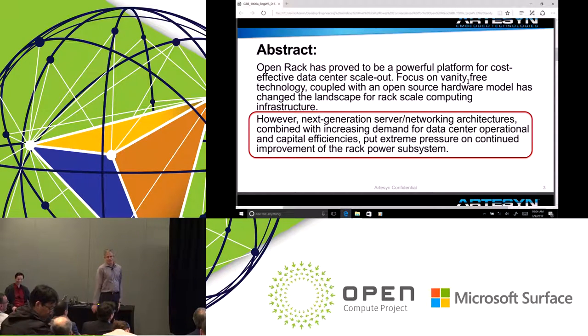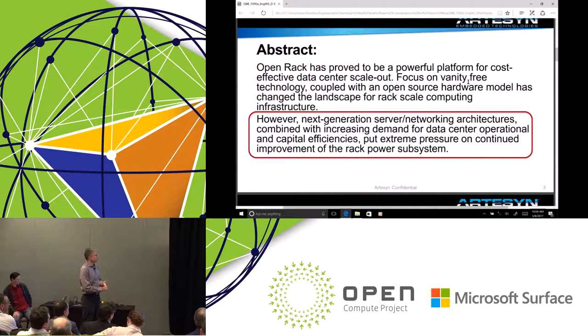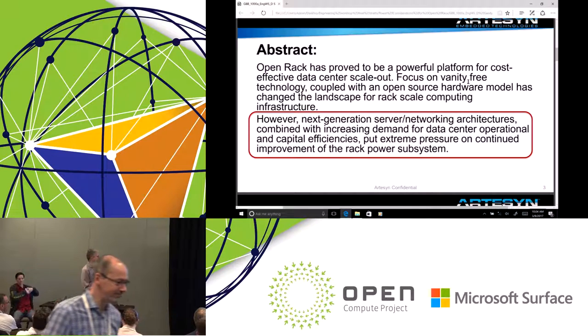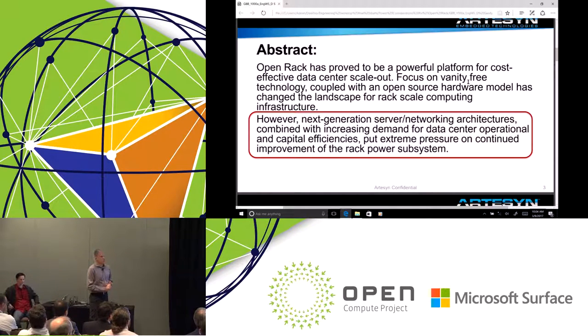In the abstract for this talk, what we see is highlighted in that red bar there. Next generation server and networking architectures combined with increasing demand for data center operational and capital efficiencies put extreme pressure on continued improvement of the rack power subsystem.